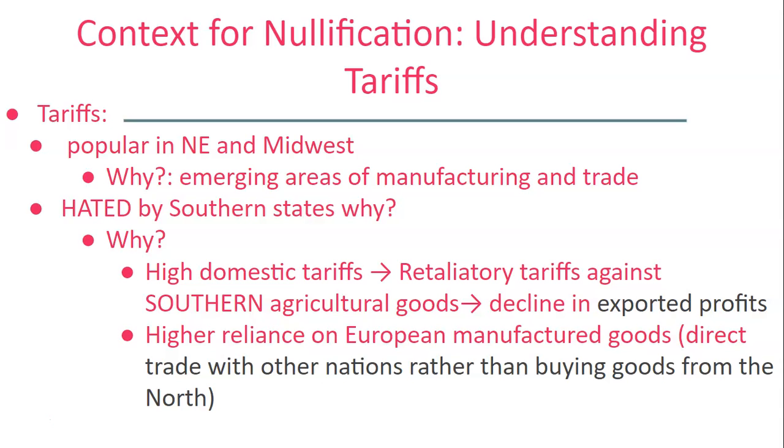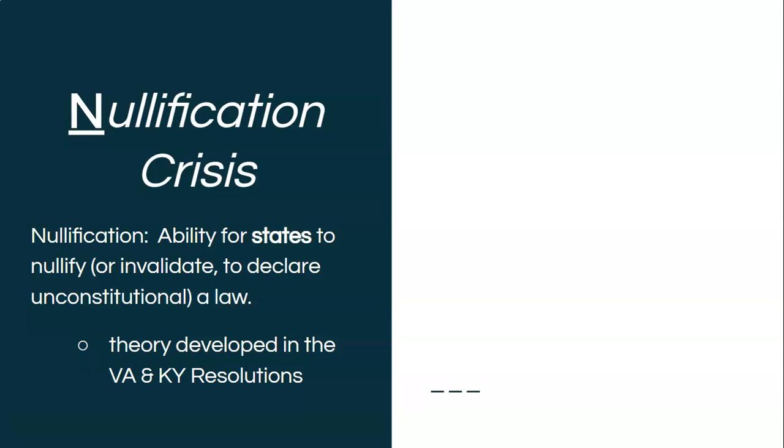Okay? So the issue of tariffs in the 1830s is an incredibly hot topic, and that leads to the nullification crisis. Nullification is the ability for states to nullify, or declare unconstitutional, a law passed by the federal government. This theory was first used and developed in the Virginia and Kentucky Resolutions against the Alien and Sedition Acts under the Adams administration. So South Carolina nullified the tariffs of 1828 and also in 1832.